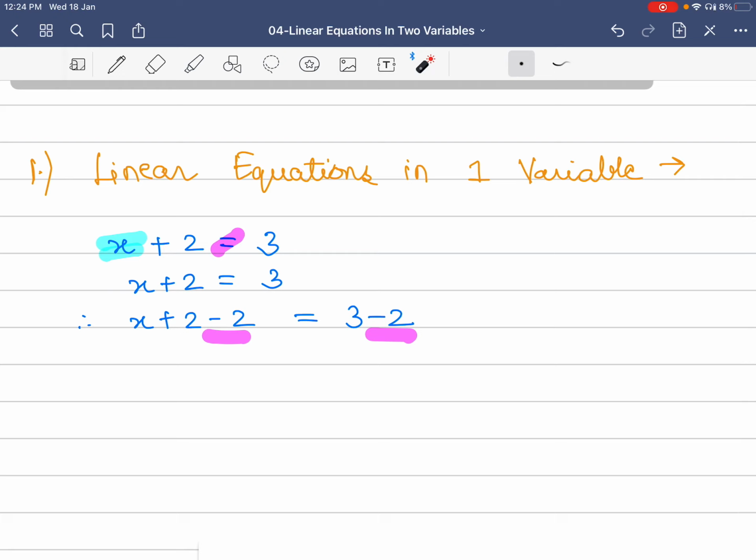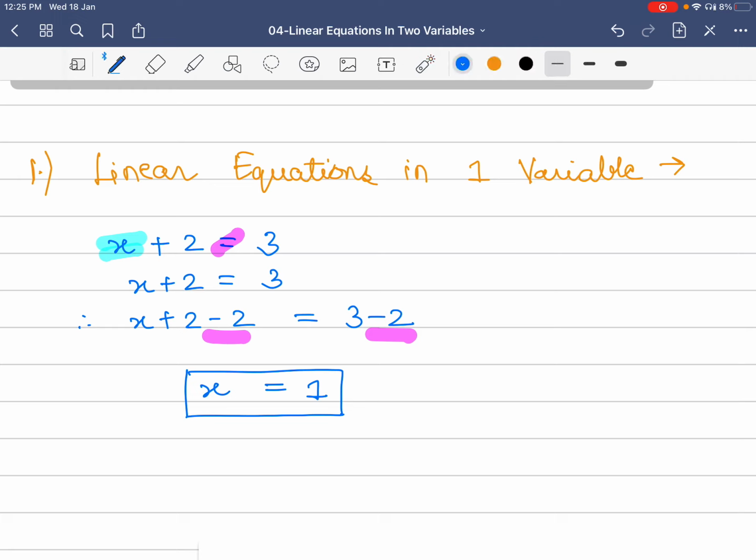Now, yes, so 2 minus 2 is 0. So x plus 0 will be x. So this will be x, that is equal to, and on the right hand side, we have 3 minus 2. 3 minus 2 is equal to 1. So x equal to 1 becomes a solution to this problem, to this equation x plus 2 equal to 3.